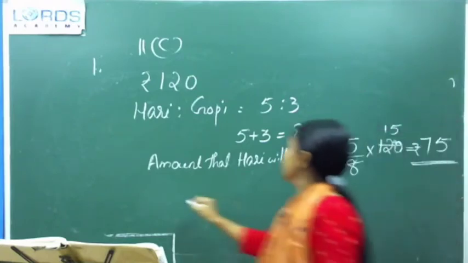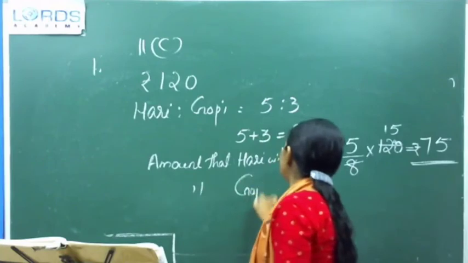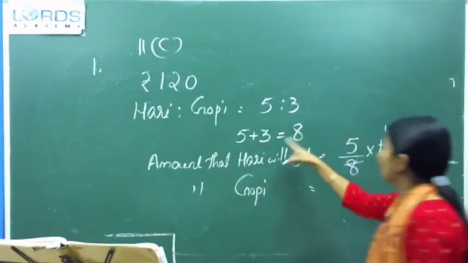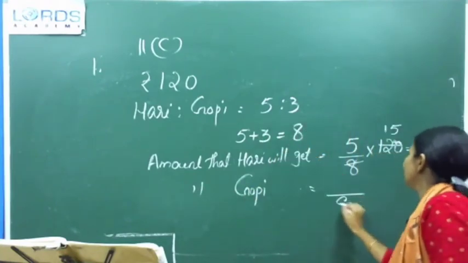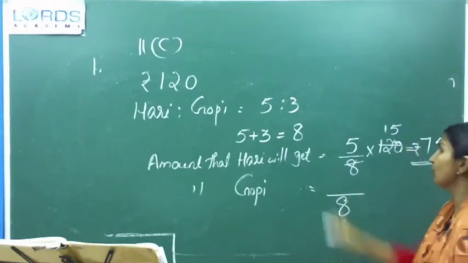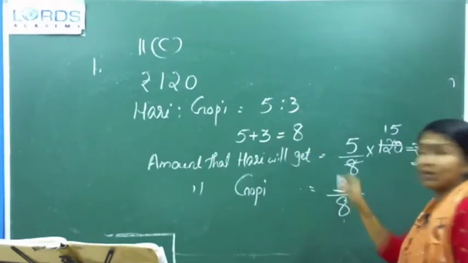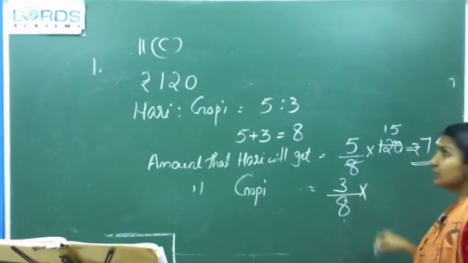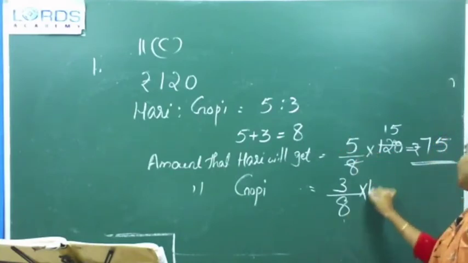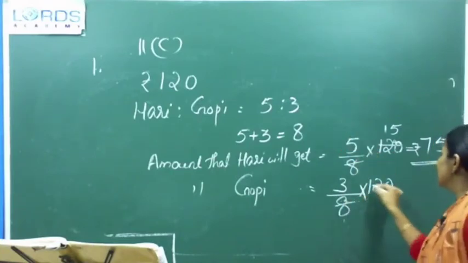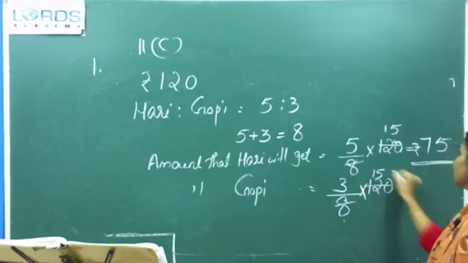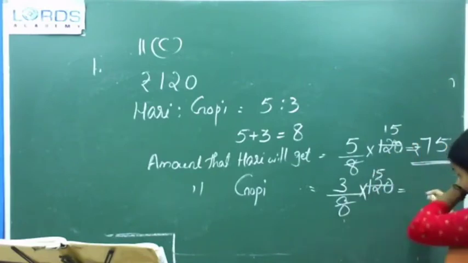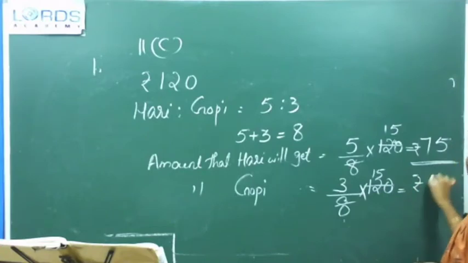The same way, the amount that Gopi will get. How much will Gopi get? From the total 8 parts, Gopi will get 3 parts. So 3 by 8 into, what is the total? It is 120. 3 by 8 into 120. 8 in 120, 15 times. 15 into 3. It is 45 rupees.